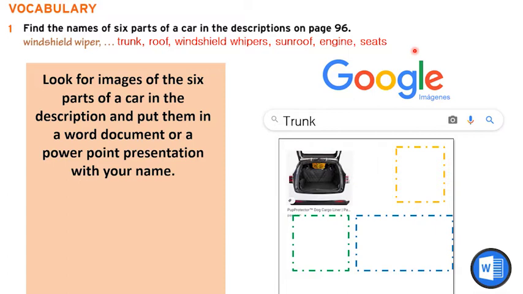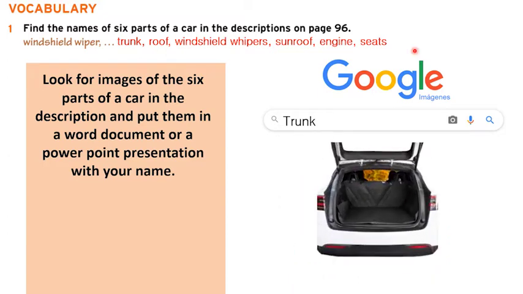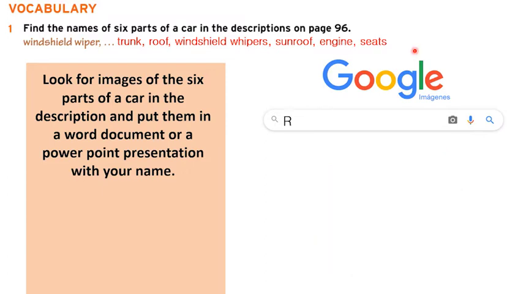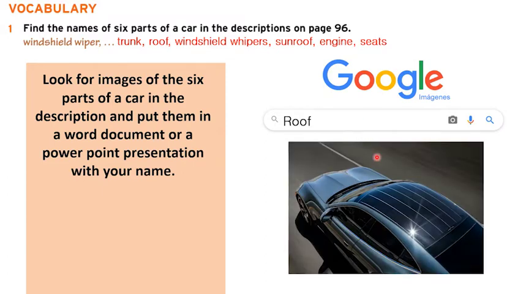All right. Now, I'm going to show you the pictures that I chose for each of these words. For example, for trunk, well, it's obvious that I chose this one, right? Now, for the word roof, well, I chose this picture. This is the roof of the car, the part that is above the people, all right? That is the roof. And like we're talking about cars, it is the roof of a car.